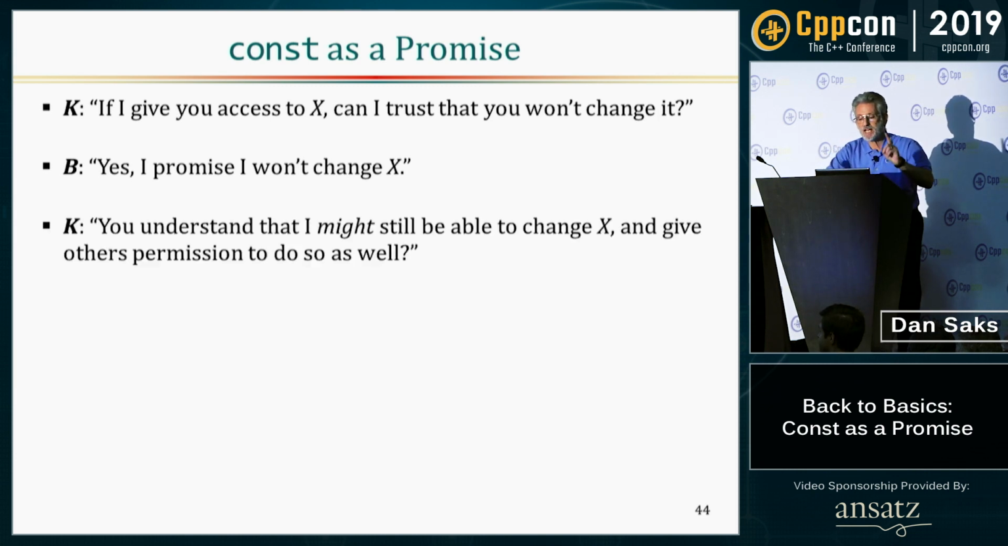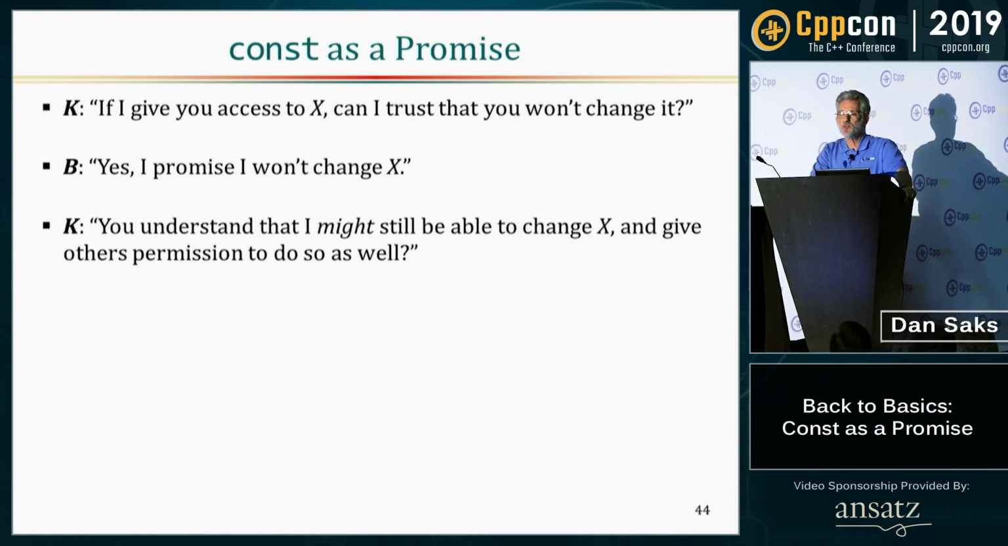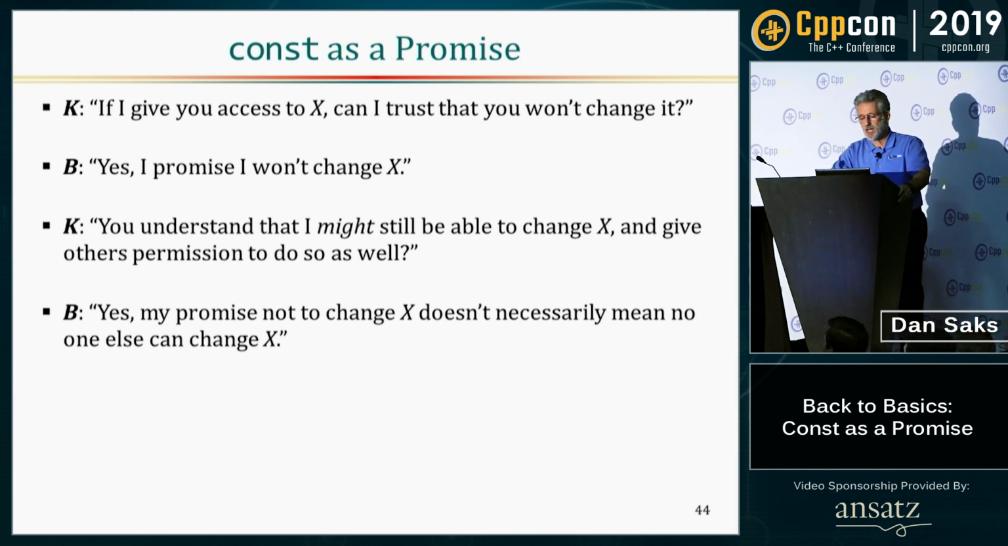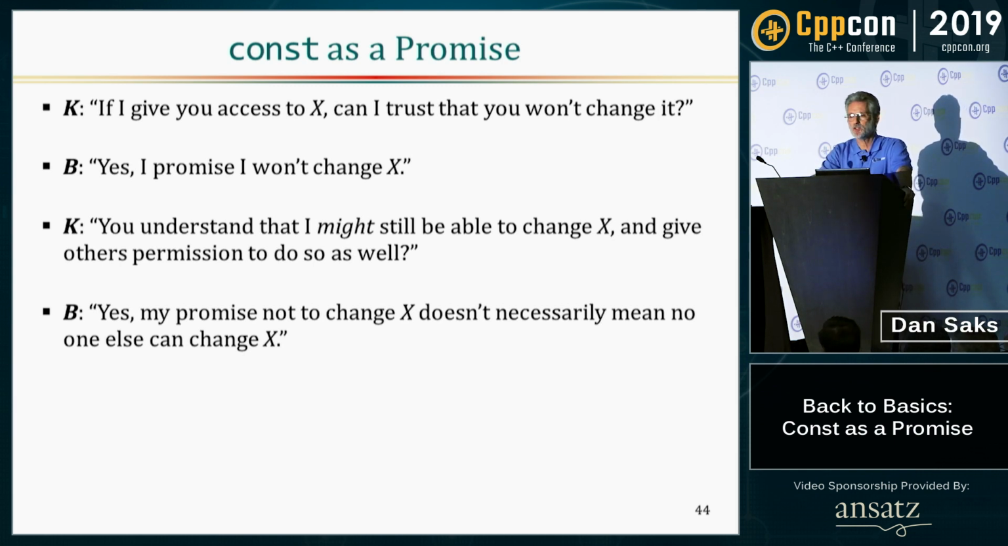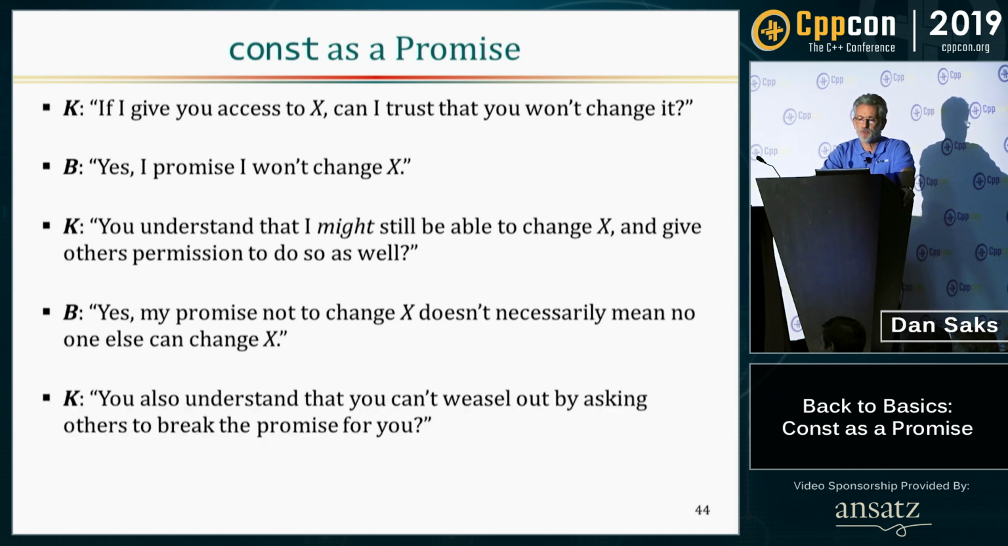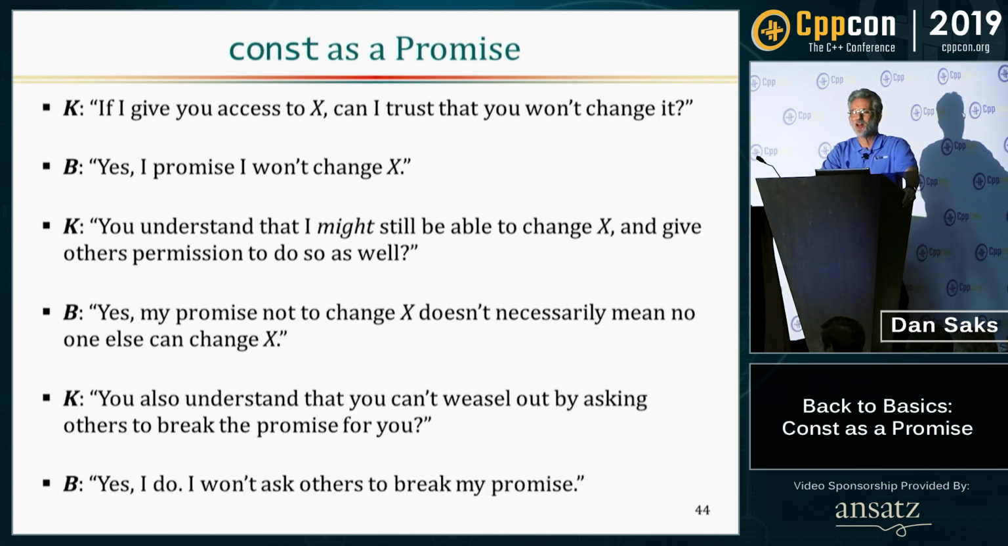And K says, you understand, though, that I might still be able to change X and give others permission. In other words, X isn't necessarily immutable. I'm just saying, I want B to promise you are not going to be the agent of change. B says, yeah, my promise not to change X doesn't necessarily mean no one else can change X. I understand that. And then finally, and this is also very important, you also understand you can't weasel out by asking others to break the promise for you. Yes, I promise I won't ask others to break my promise.